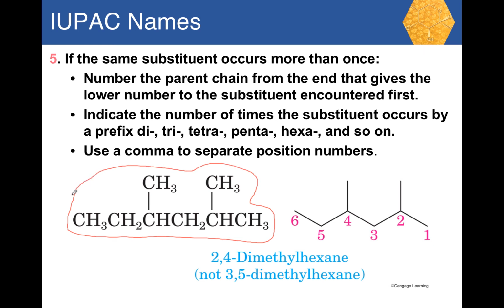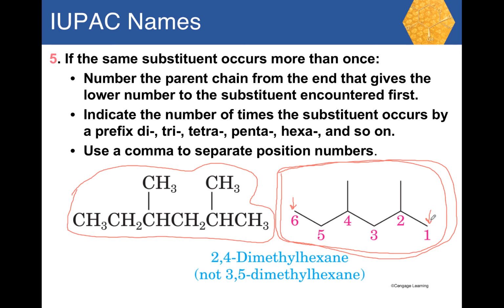This is, of course, the formula indicating the carbons and hydrogens. But as we said, we prefer this one over here, the line angle formula. Much easier to draw and much easier to communicate with each other. So let's see. Here we have 1, 2, 3, 4, 5, 6 carbons. But the question is, do we start numbering here or here?